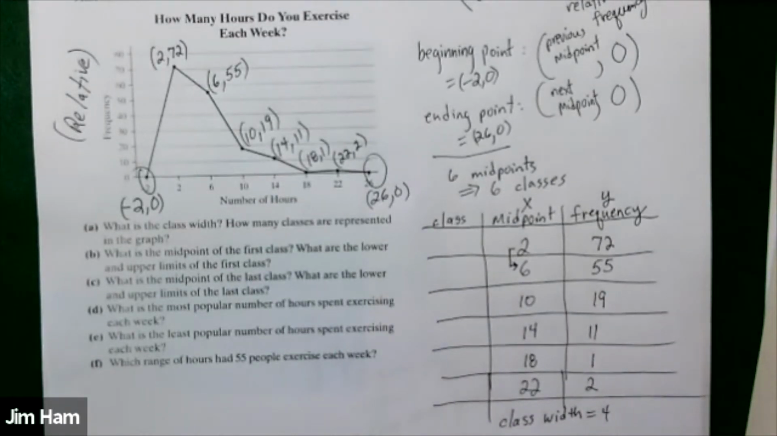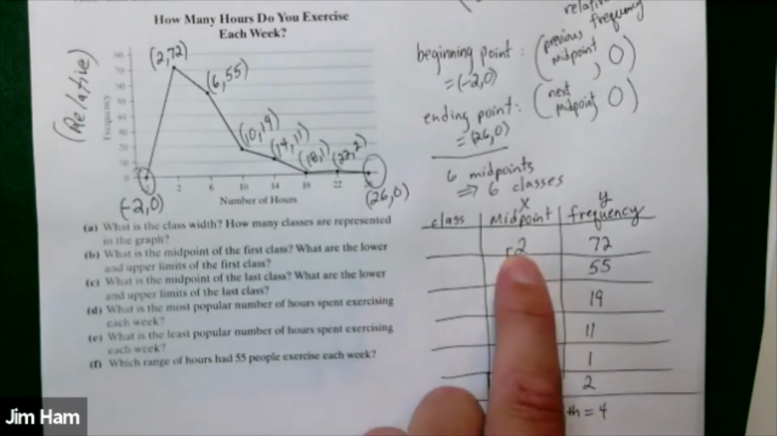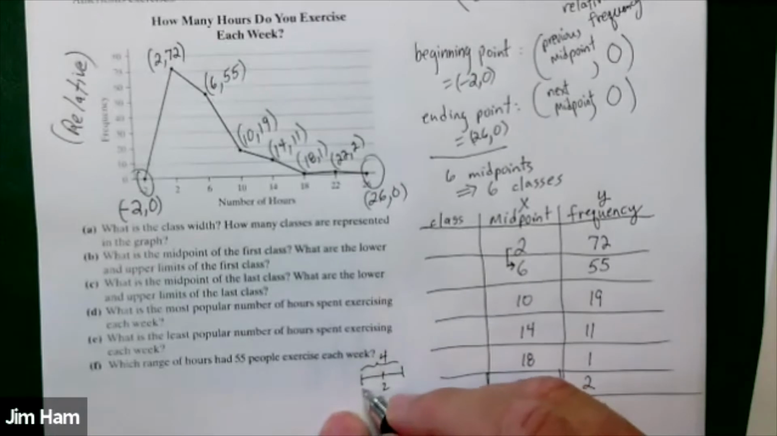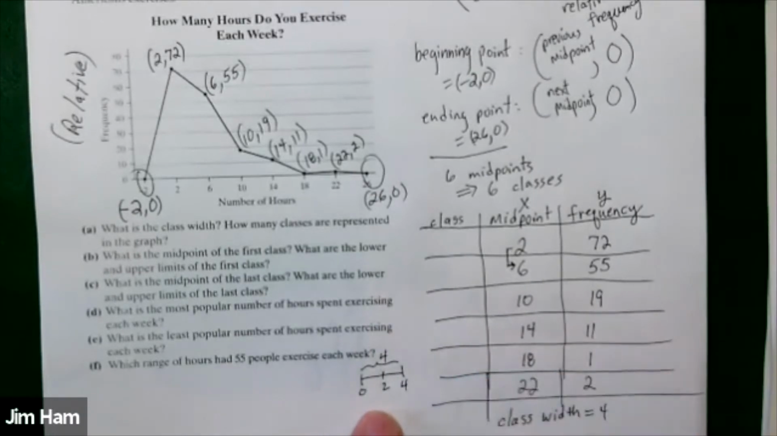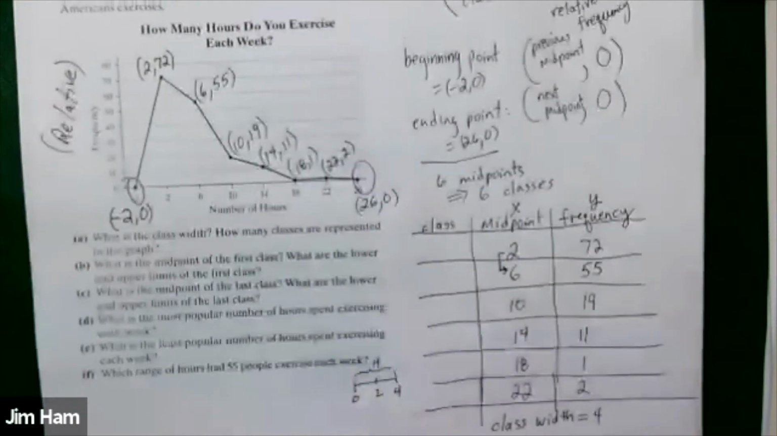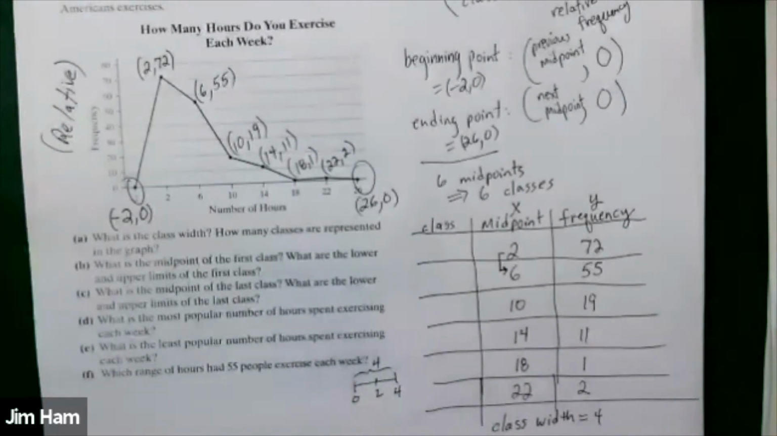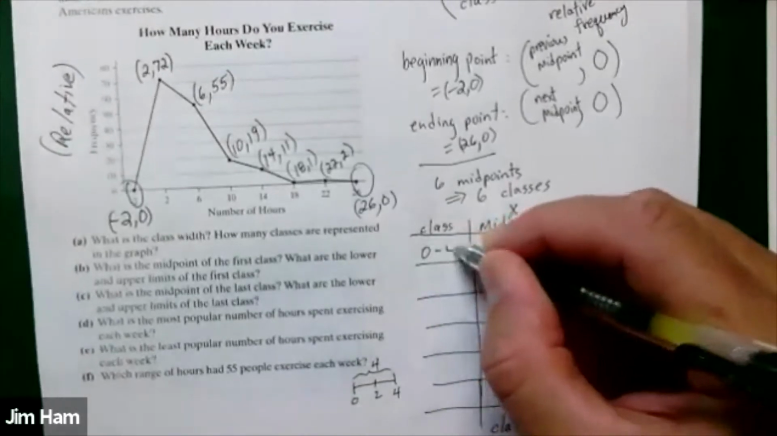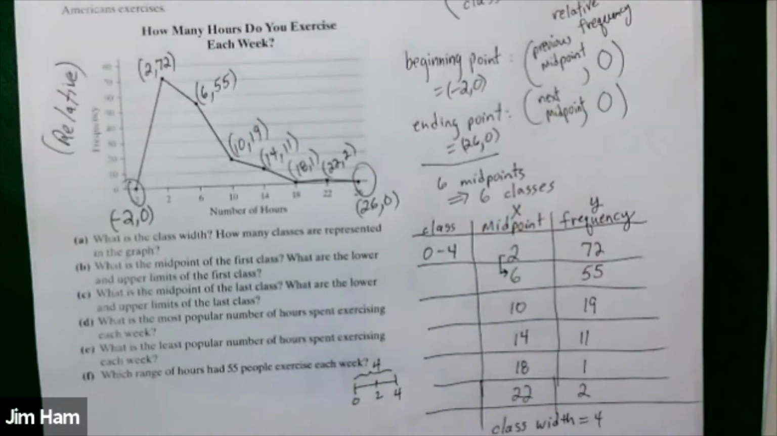Well, if the class width is 4, and the midpoint of the first class is 2, then this class must begin at 0 and end at 4. From 0 to 4, its distance is 4, and then right in the middle between 0 and 4 is 2. So this first class would be 0 to 4, with the midpoint 2 being right in the middle.